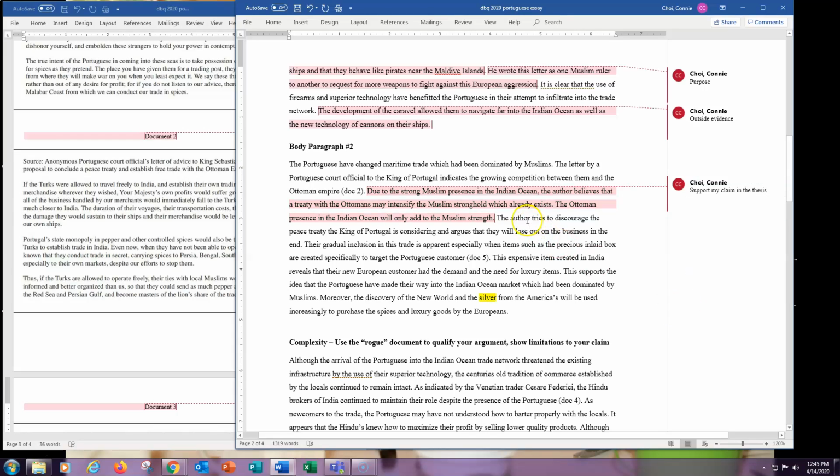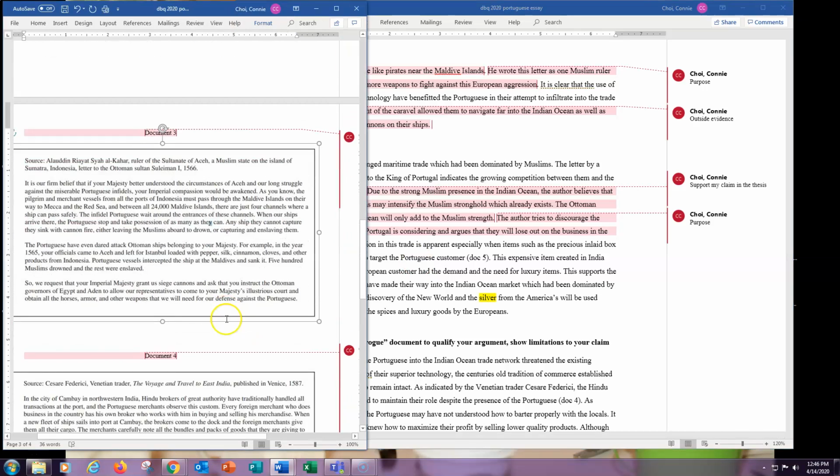The author tries to discourage the peace treaty the King of Portugal is considering and argues that they will lose out on the business in the end. Here is my analysis of the document, which I am going with purpose again. He is trying to convince the king not to sign this peace treaty. Their gradual inclusion in this trade is apparent, especially when items such as the precious inlaid box are created specifically to target the Portuguese customer.